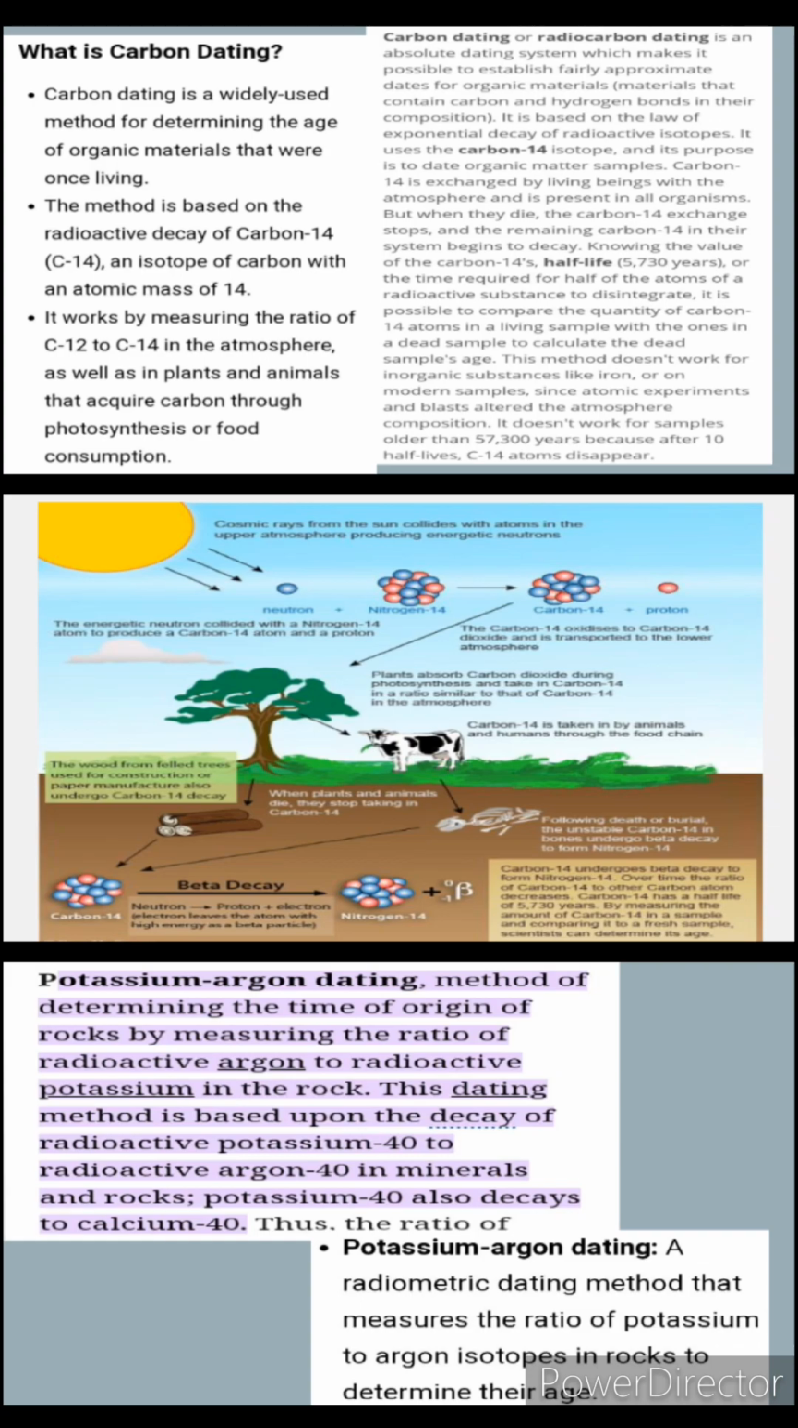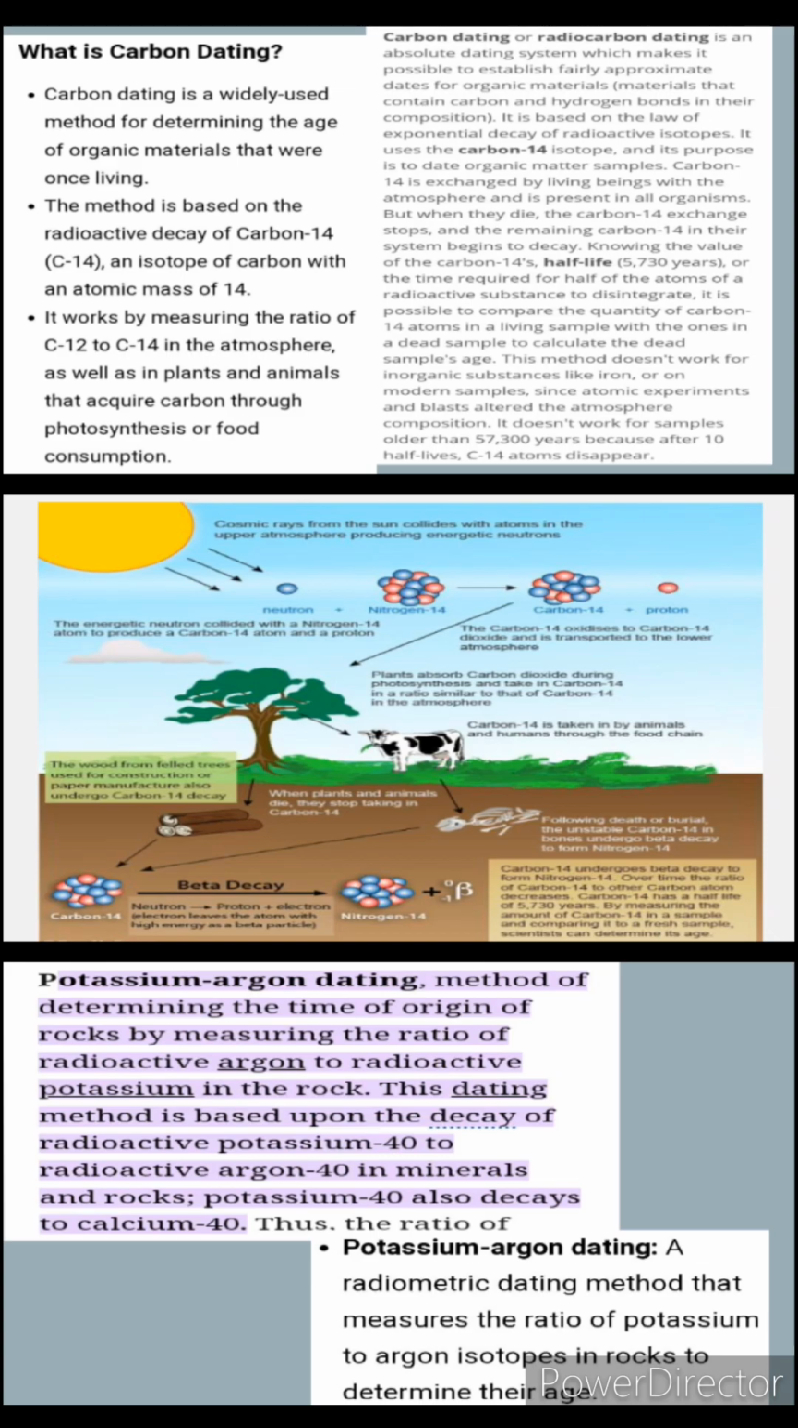This dating method is based upon the decay of radioactive potassium-40 to radioactive argon-40 in minerals and rocks. In other terms, potassium-argon dating is a radiometric dating method that measures the ratio of potassium to argon isotopes in rocks to determine their age.